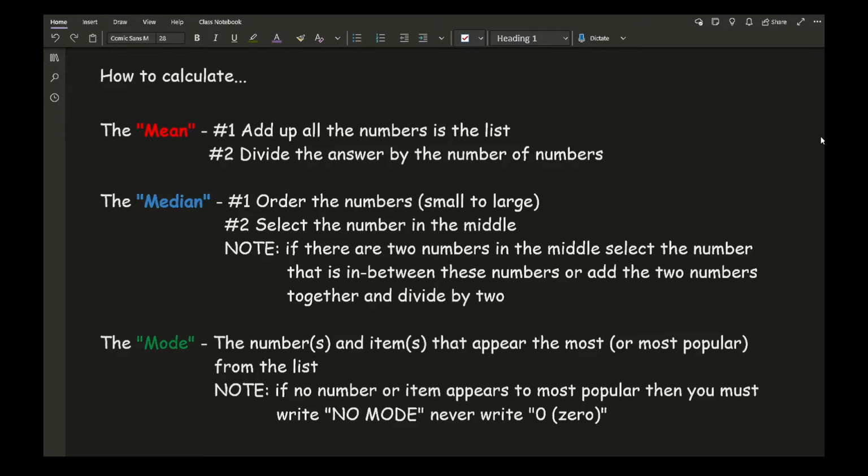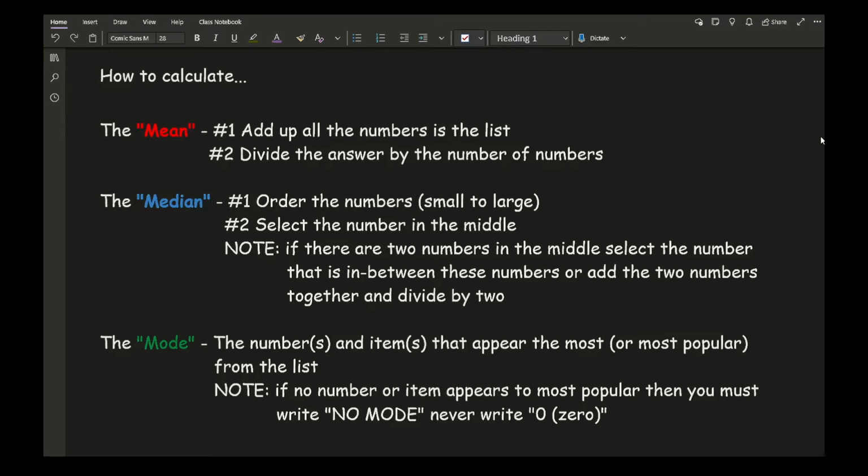And then the second thing you need to do, once the data is in order, is select the number in the middle. Now there may be an instance when you've got two numbers in the middle, and if you do, then what you need to do is find the number that's in between those two numbers. An alternative is, if you have two numbers in the middle, add them together and divide by 2, and you'll automatically find the number that is in the middle between those two.